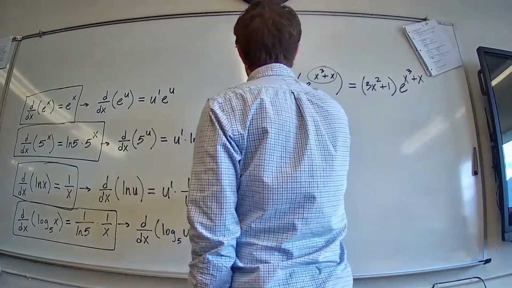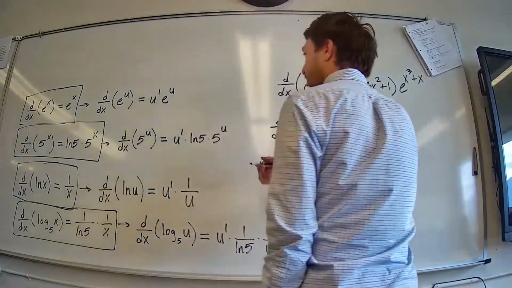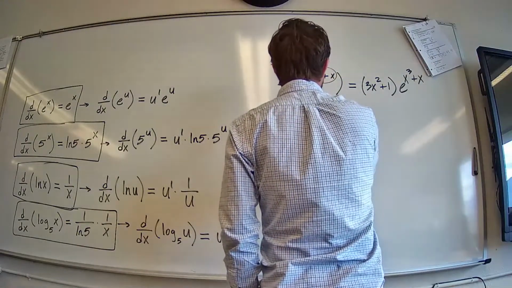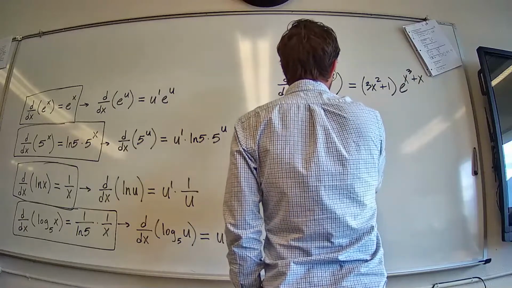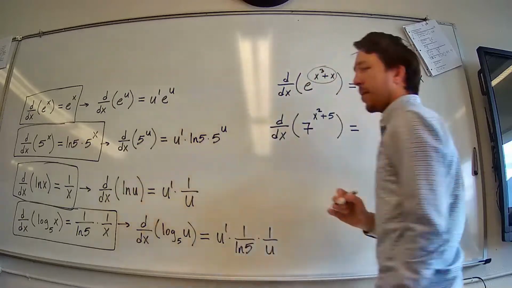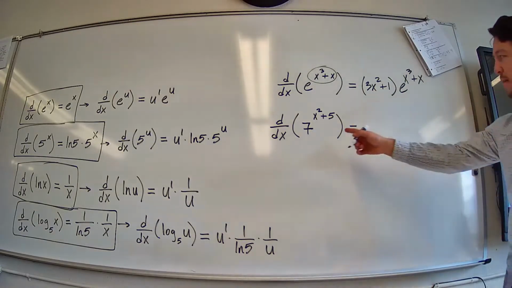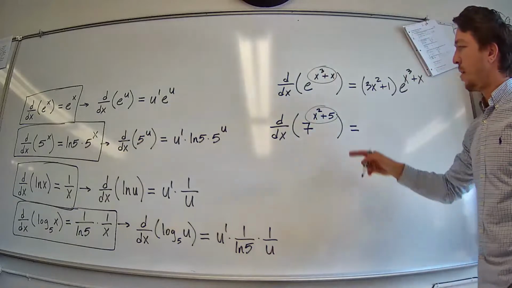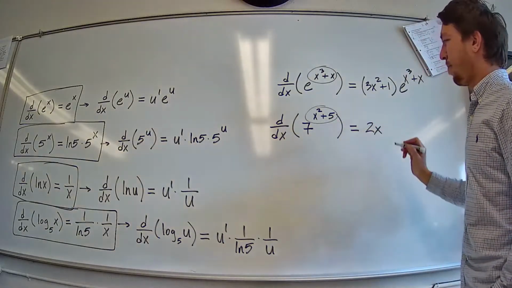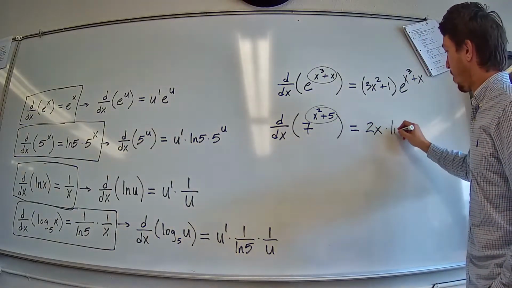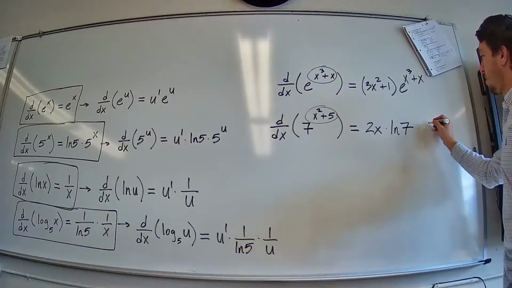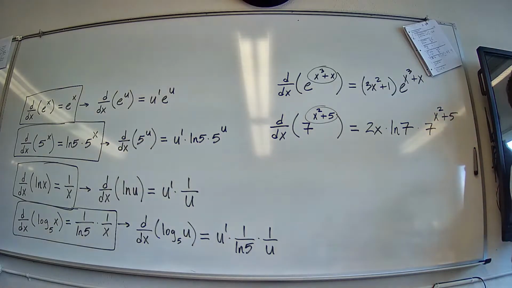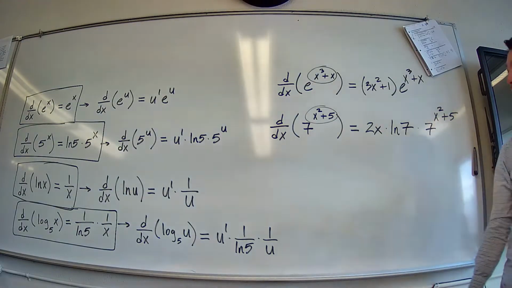Suppose you had the derivative of 7 to the x squared plus 5 power. Scary again. It's not so bad. There's my u. So that's this form here, some number to the u power. So I'd go u prime times natural log of 7 times 7 to the x squared plus 5. Not too bad, right? Pretty painless.